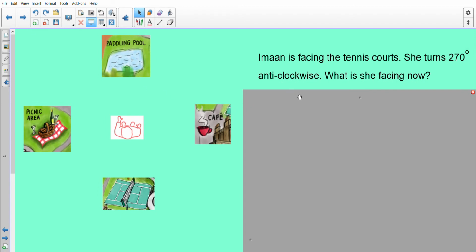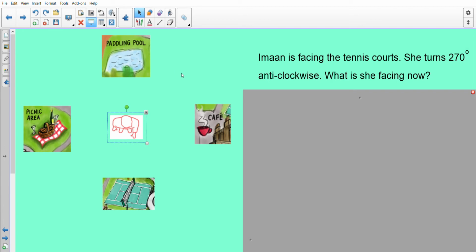Right, next one. Listen to this one. Iman is facing the tennis courts. She turns 270 degrees anti-clockwise. What is she facing now? So pause it here and have a go. Okay, Iman is facing the tennis courts. Let's have her facing the tennis courts.